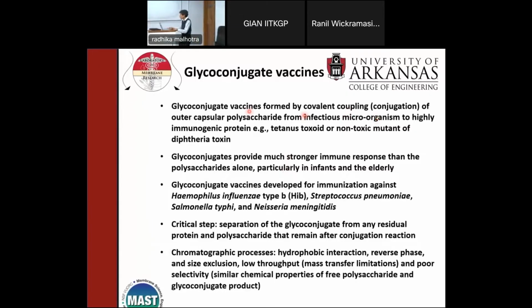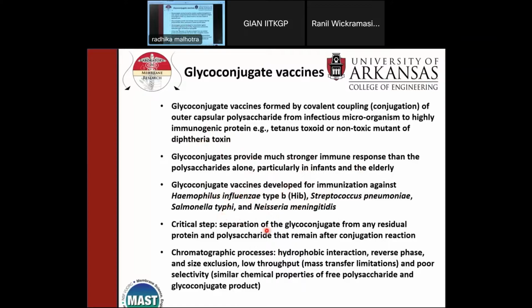So glycoconjugate vaccines are formed by covalent coupling, i.e. conjugation, of the outer capsular polysaccharide from infectious microorganisms to a highly immunogenic protein. Examples of carrier proteins are tetanus toxoid or a non-toxic mutant of diphtheria toxin. So that's one type of vaccine that one can make. But again, you can see these are rather large species, so separation becomes complicated. Glycoconjugates provide a much stronger immune response than polysaccharide alone, particularly in infants and the elderly. Glycoconjugate vaccines have been developed for immunization against these various diseases that you can see here. So these are actually available commercially today.